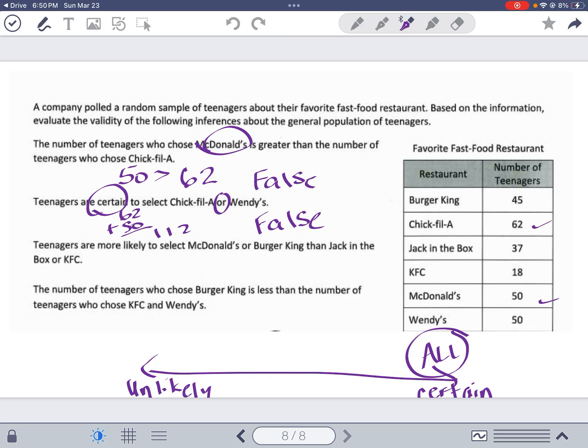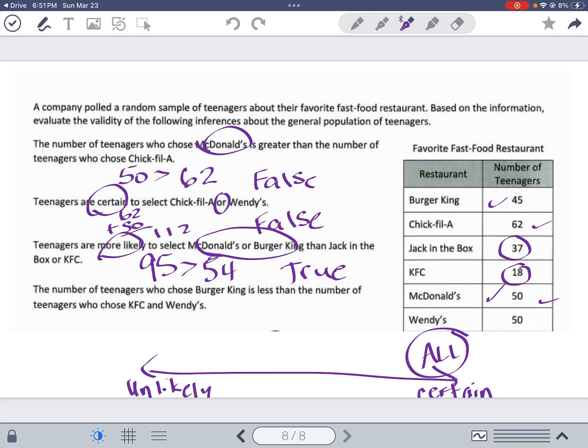Teenagers are more likely to select McDonald's or Burger King. So McDonald's, Burger King. So we have 50 and 45, which is 95. More likely would be greater than Jack in the Box or KFC. So KFC and Jack in the Box. So 37 plus 18, 54. So that one would be true.